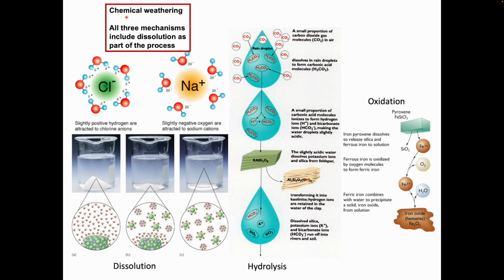There are 3 primary mechanisms for chemical weathering, all 3 of which include dissolution as part of the process. Dissolution is the dissolving of a substance into another substance, usually water. But we also have hydrolysis and oxidation as the other main components of chemical weathering.